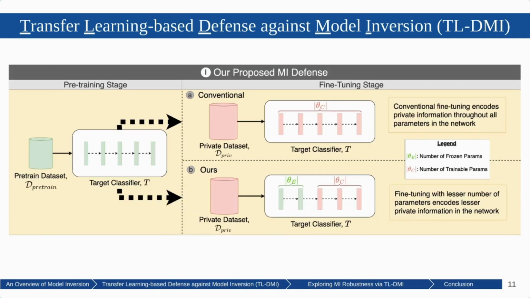Here is an overview of our TLDMI. Normally, training a deep neural network model includes 2 stages, pre-training and fine-tuning. In the pre-training stage, the target classifier is trained on the public pre-trained dataset. Hence, the target classifier is encoded with the public pre-trained dataset, denoted as green blocks. We hypothesize that in the fine-tuning stage, if we fine-tune the target classifier with a lesser number of parameters, denoted as pink blocks, it could encode less private information in the target classifier.